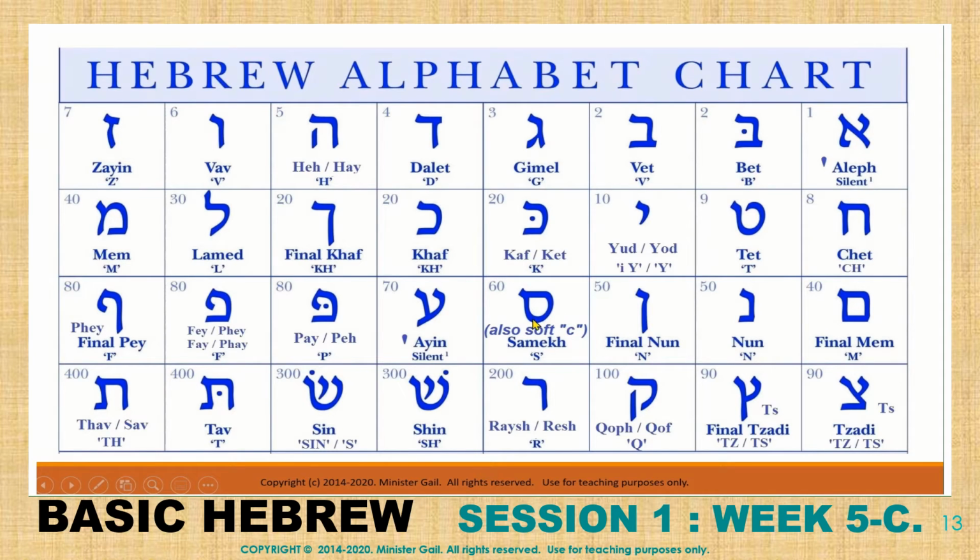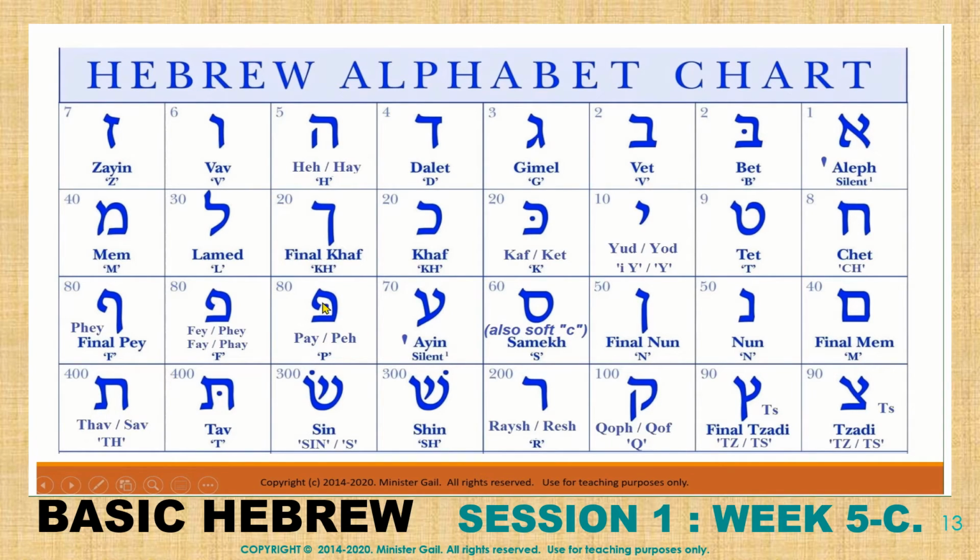Samek, S. This is a soft C or an S. It looks like a circle. It is not the O. It is an S or a soft C. A yin will be just a mark, exactly like the aleph. It will be in the word as an apostrophe, two different letters, same punctuation.